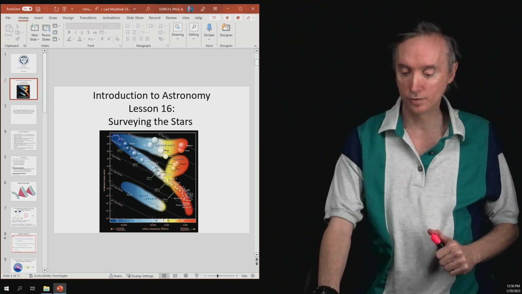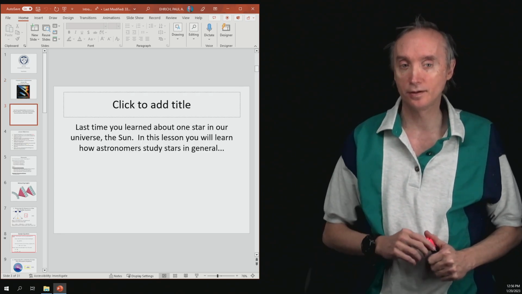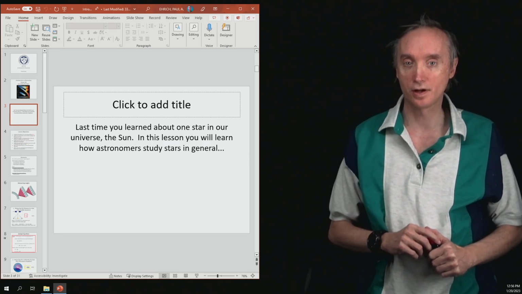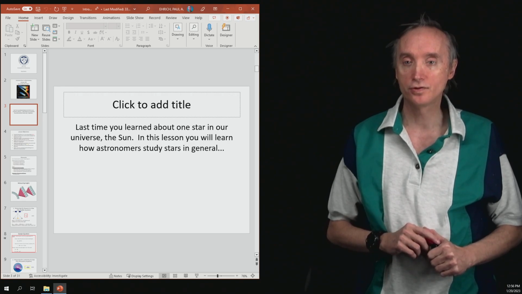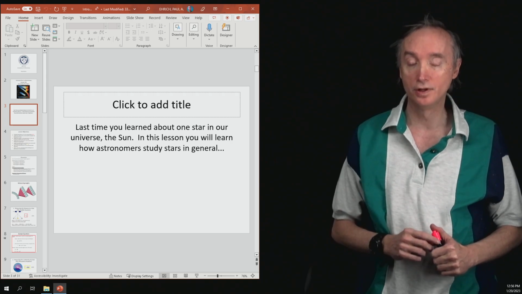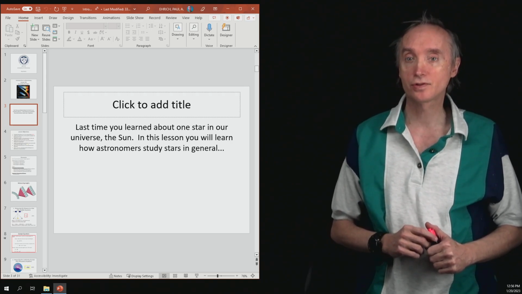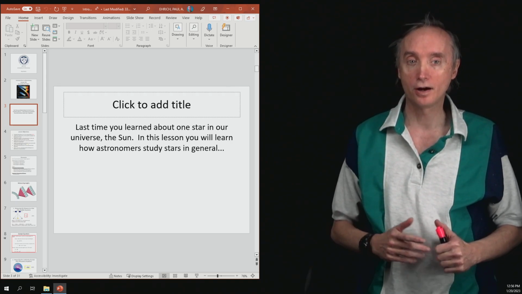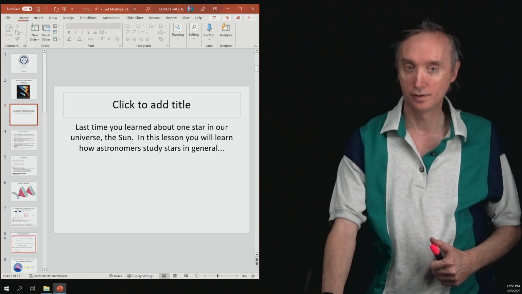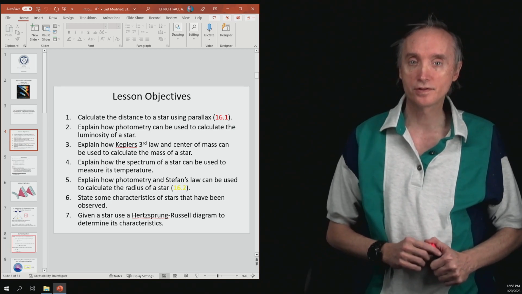If you recall from last time, we were talking about one star in particular, our sun. So now we want to broaden our horizons. We want to be talking about stars in general and how scientists know how big they are, how bright they are, what their temperature is, and so forth. So what are we going to learn in this lesson?